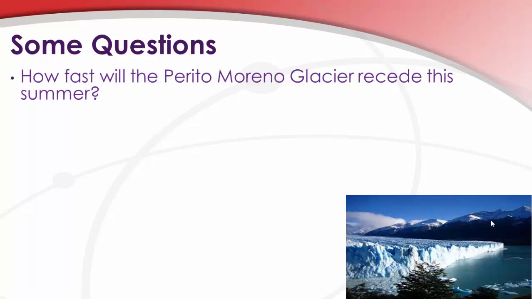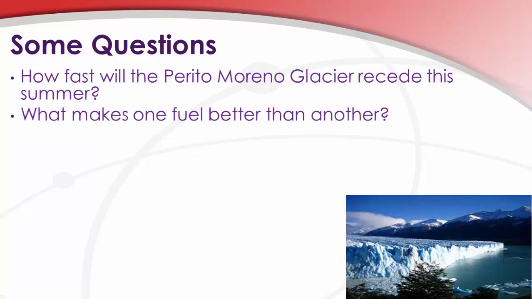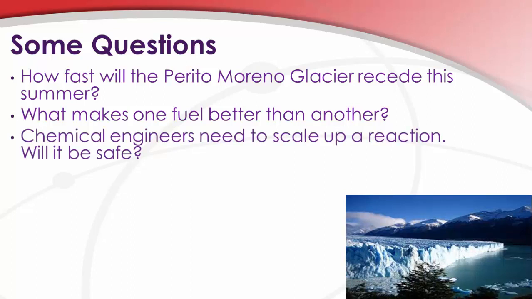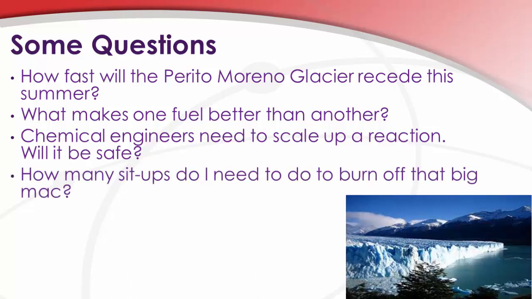We might want to ask ourselves how fast a glacier might recede this summer. We might want to evaluate one fuel versus another for purposes of a given application. A common challenge in chemical engineering is taking a reaction that works well on a small scale and coming up with a way to safely activate it on a large scale. And obviously, this isn't something I need to worry about, but we might want to ask ourselves, how many sit-ups do we need to do in order to burn off that Big Mac we had for lunch?